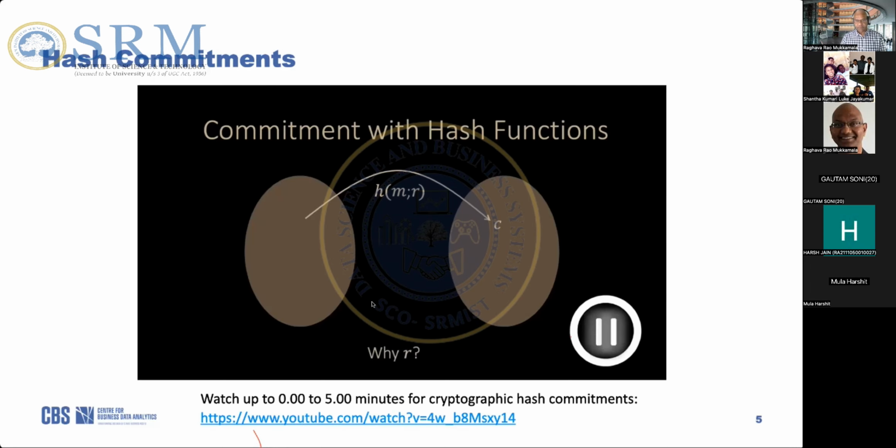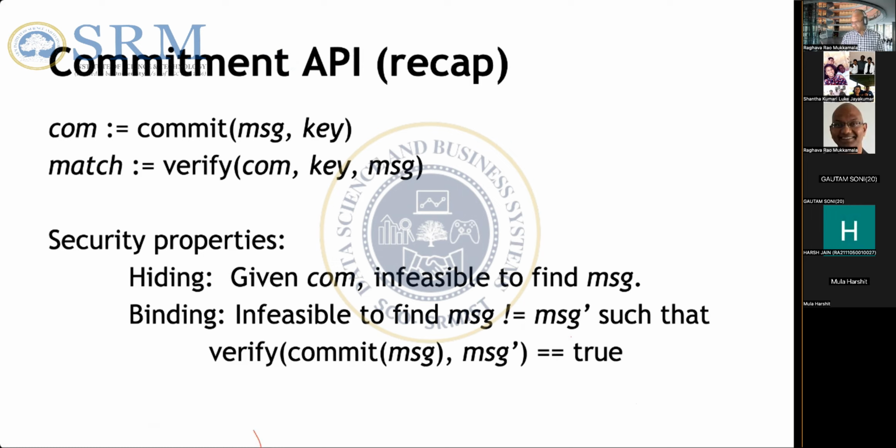Okay, so yeah, we'll stop here, and then the video also talks about the other commitment scheme. It's called the Pedersen commitment scheme, which is a much more advanced cryptographic commitment scheme. For the cryptocurrencies, it's just fine. We use cryptographic hash commitments. So this is what it says, right?